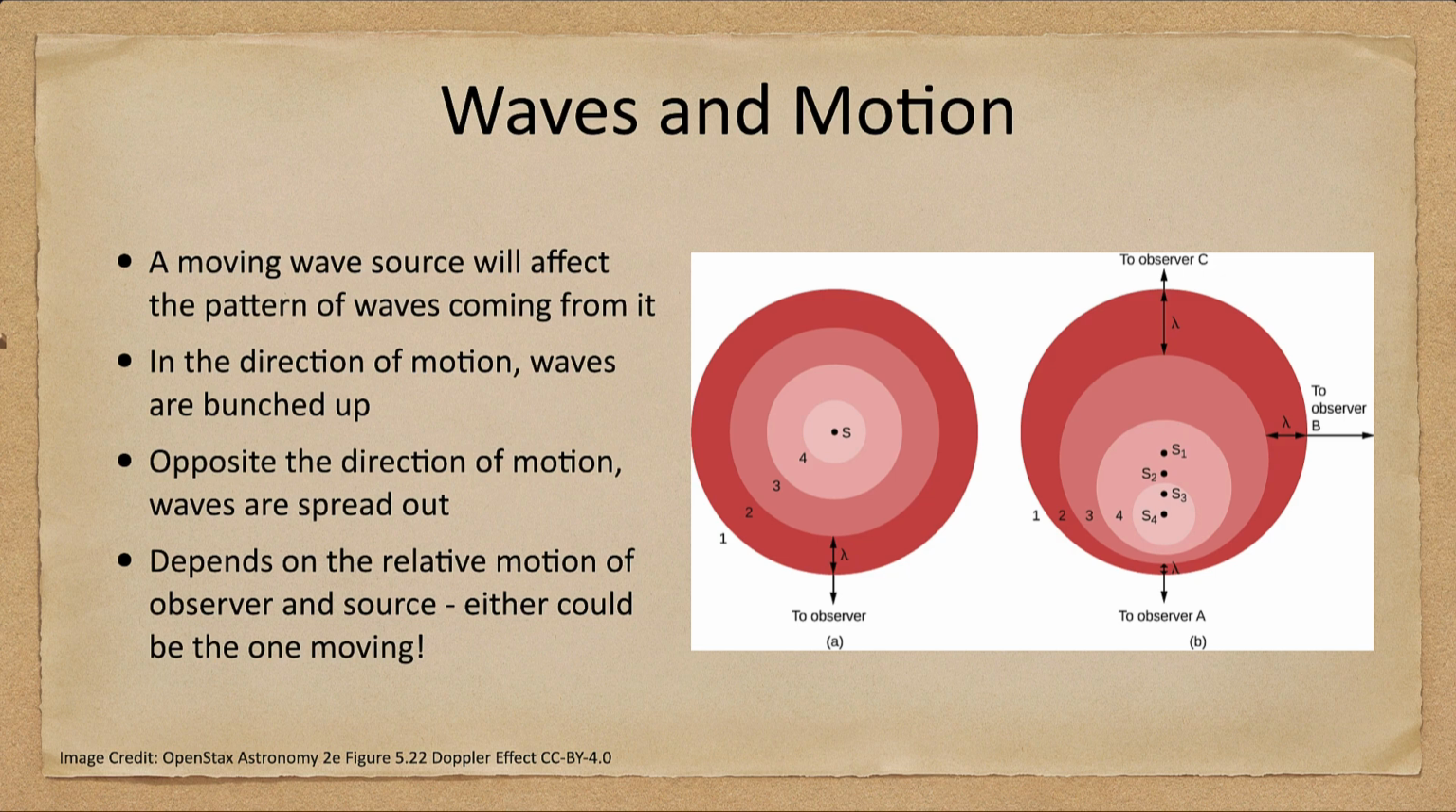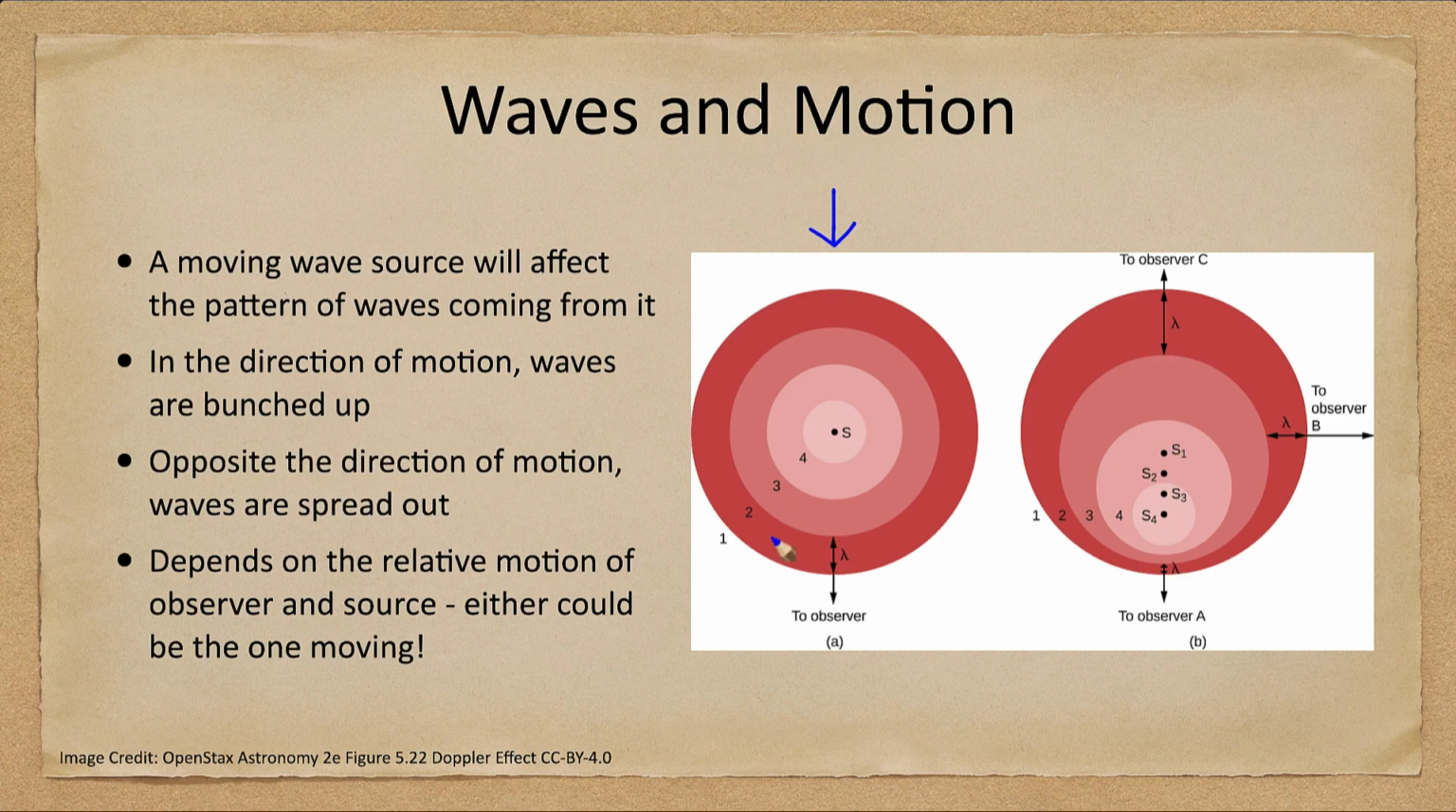If the source of the wave is moving, that will affect the pattern of the waves coming from it. Let's look at the example here. Here we have a stationary source putting out waves, and they are all equally spaced with the wavelength. So the wavelength is the same in each case. However, it's different if the source is moving. It moves from position 1 to 2 to 3 to 4 here.